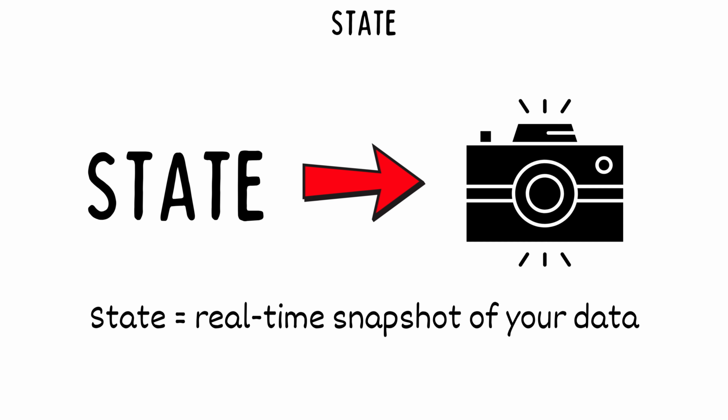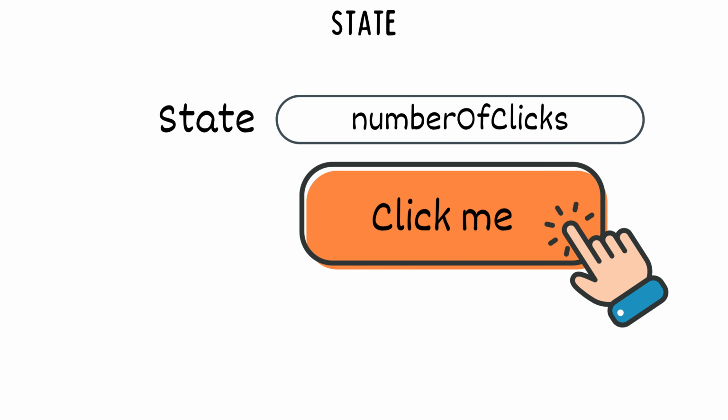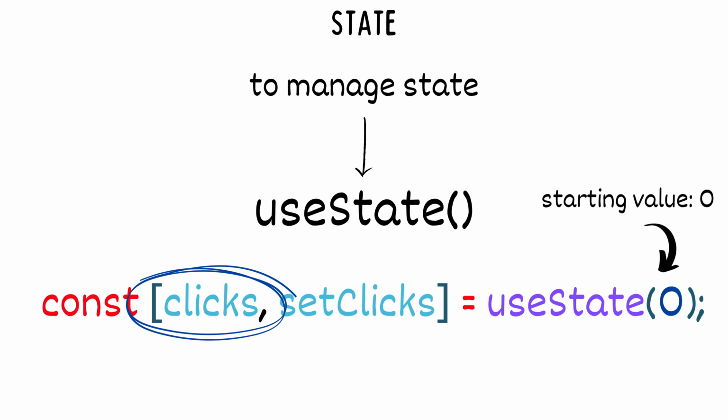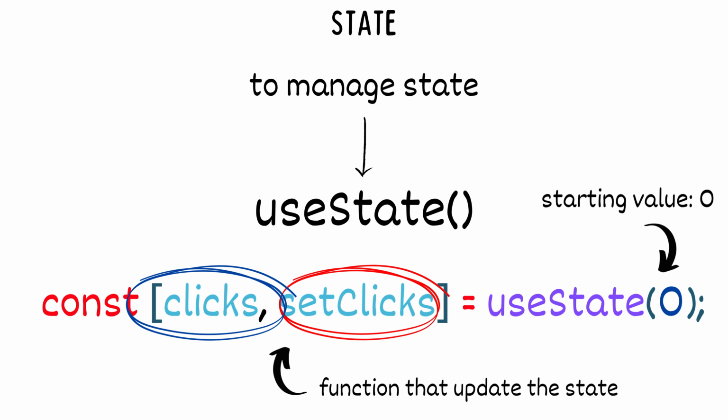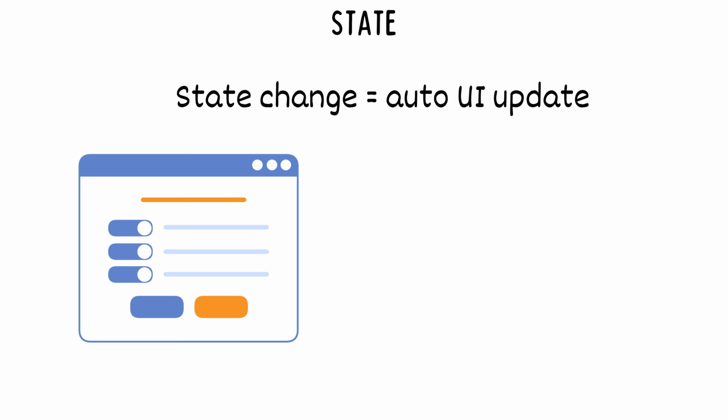State is like a snapshot of your app's data at any point in time. React components use state to track things that change over time, like how many times a button is clicked. To manage state in a functional component, use useState. This hook returns a state variable and a function to update it. React automatically re-renders a component when state changes, ensuring the UI stays in sync with your data.